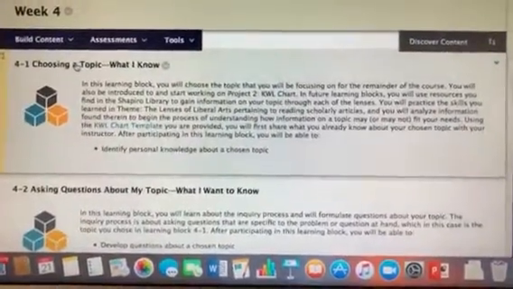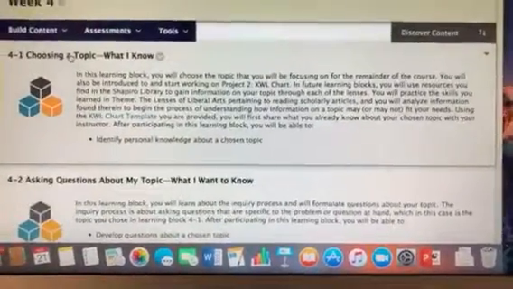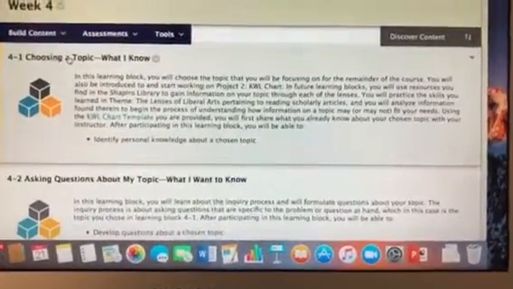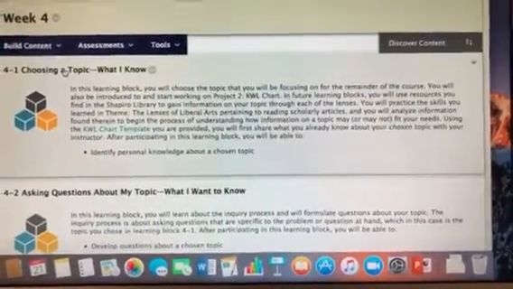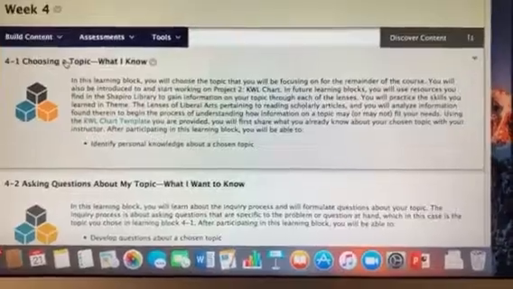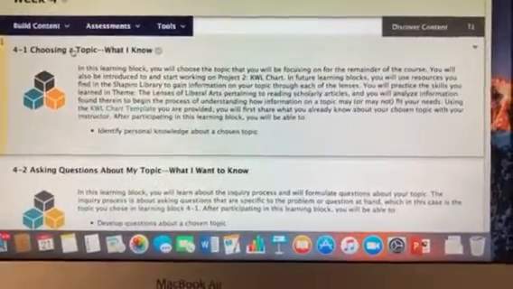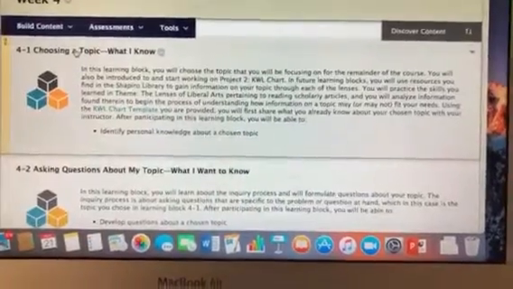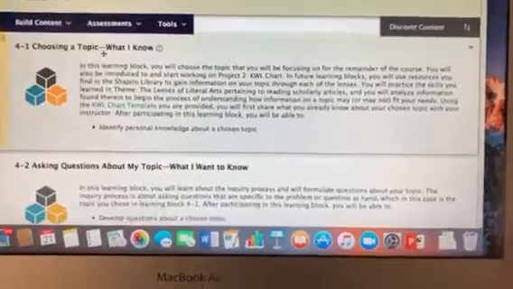At any rate, when you go to 4.1, choosing a topic, your three choices are special education and learning disabilities, the World Trade Organization, or space exploration. And pick a topic that you're really interested in, that you'd like to dig your teeth into and get more information about. Okay?